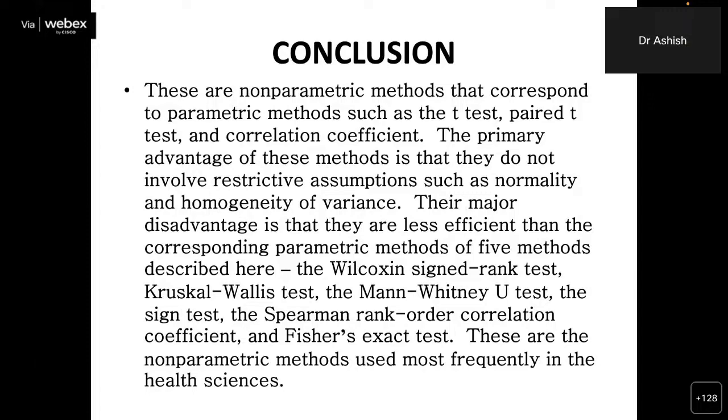The five methods which we have discussed are the Wilcoxon signed rank test, Kruskal-Wallis test, Mann-Whitney U-test, the sign test, and the Spearman rank order correlation which we discussed yesterday, and Fisher's exact test that we also discussed just yesterday. These are the non-parametric methods that are mostly used in dealing with uncertainties in our health sciences. Okay, so this is our non-parametric test.